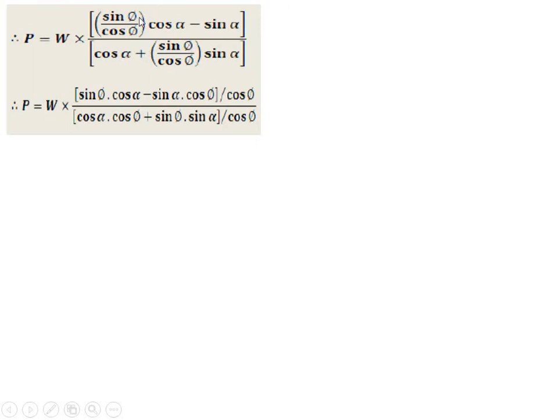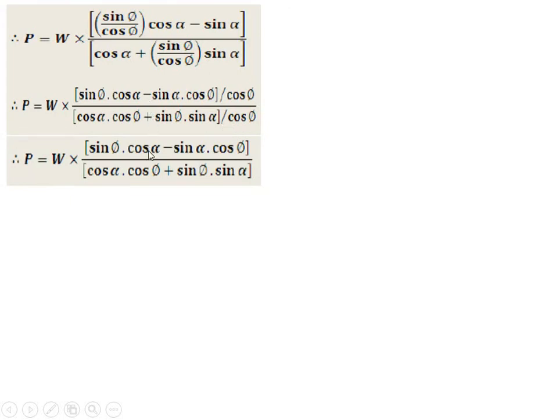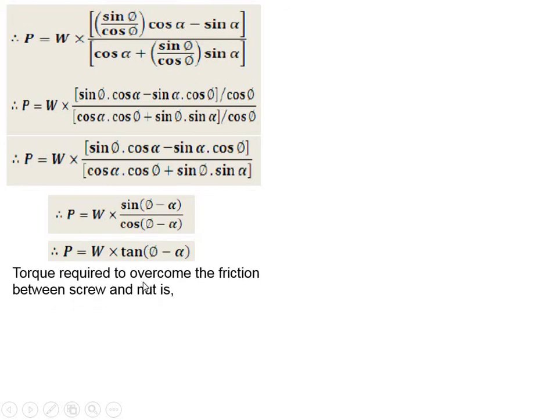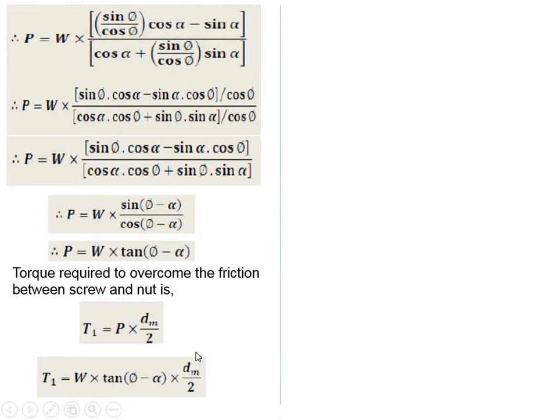Now multiplying all the terms and resolving the equation, we again get an equation. By cancelling cos phi, only these two terms will remain, and then P is equal to W into sin of phi minus alpha upon cos of phi minus alpha, and by the trigonometric relation, P is equal to W into tan of phi minus alpha. Now the torque required to overcome the friction between screw and nut, as we know, torque is equal to effort into radius, where the radius is dm by 2. So T1 is equal to P into dm by 2, that is W into tan of phi minus alpha into dm by 2.